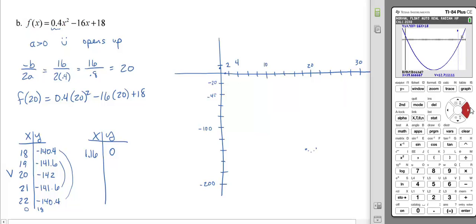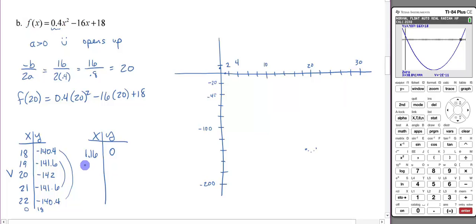And now go to the right of where you see it crossing and hit enter. And go ahead and hit enter one more time. And we get about 38.8. So 38.8, and that gives us a y of 0. You might have a different readout on yours.